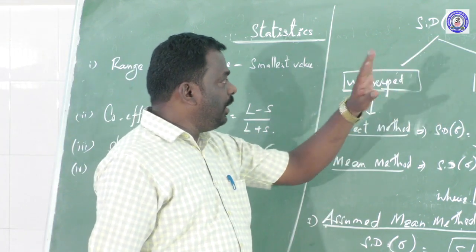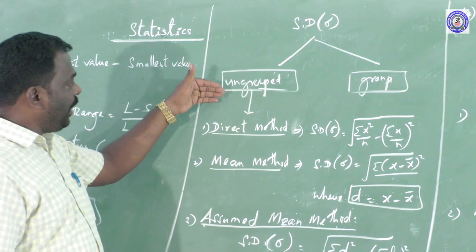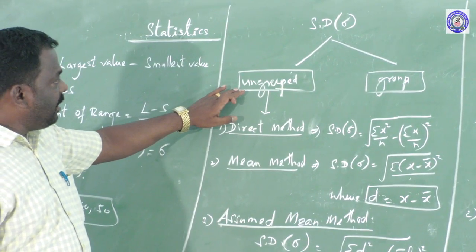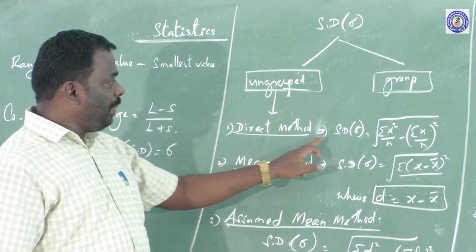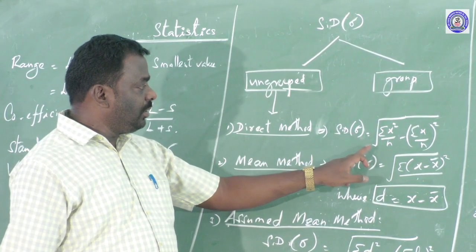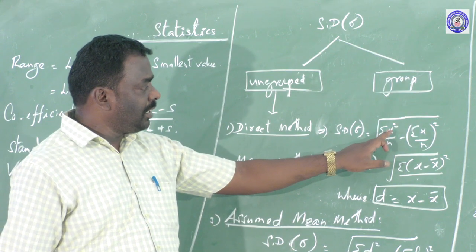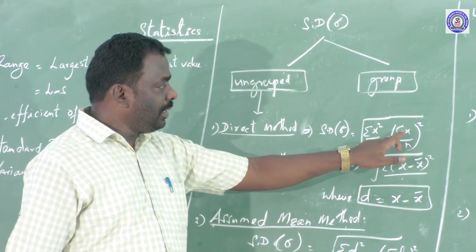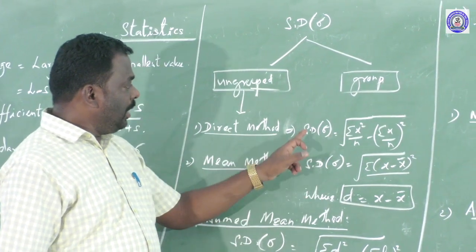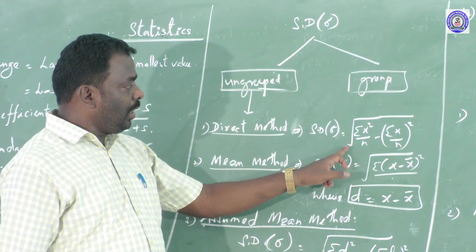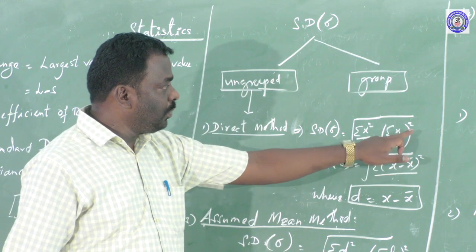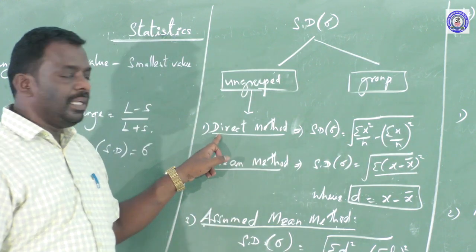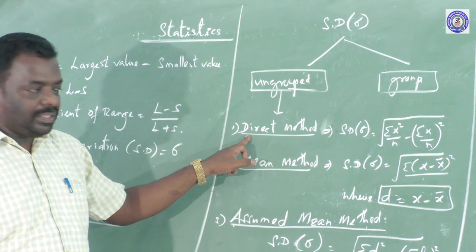Next one is grouped data. What is the method to find the standard deviation in grouped data? One is called the direct method. By applying the direct method, standard deviation sigma is equal to the square root of summation x square by n minus (summation x by n) whole square.